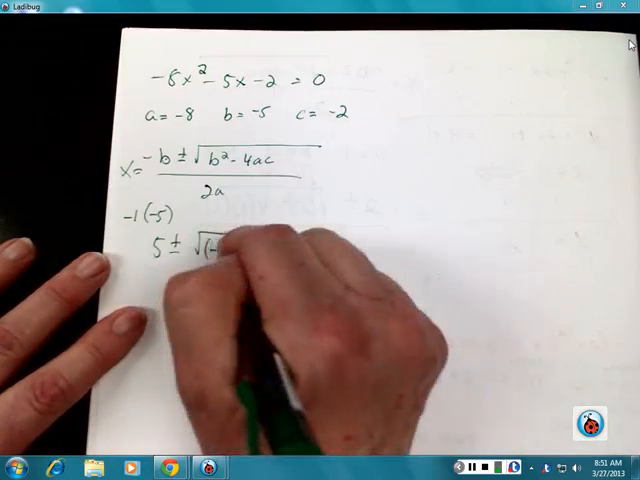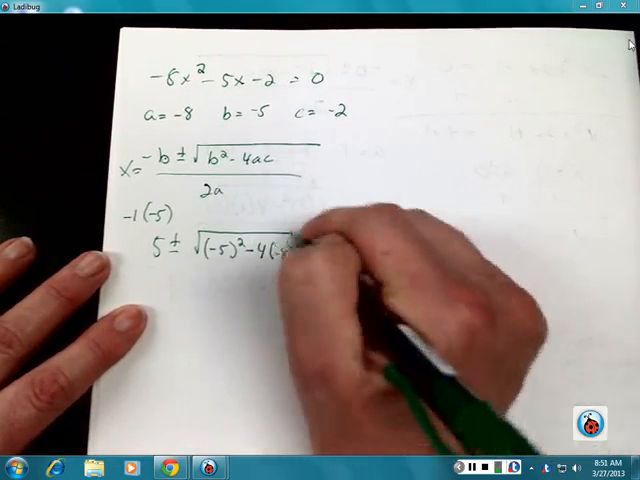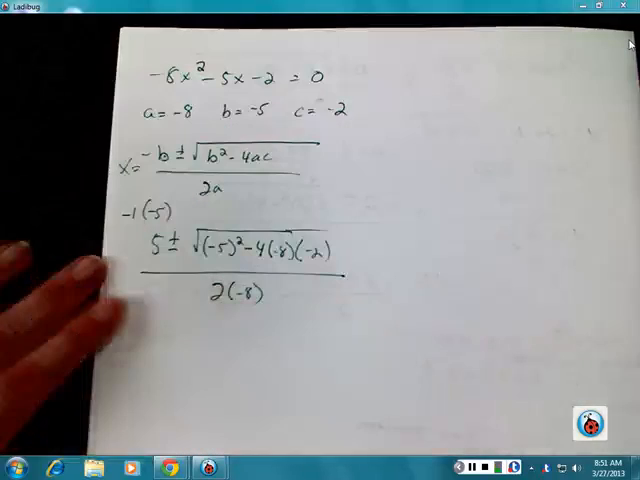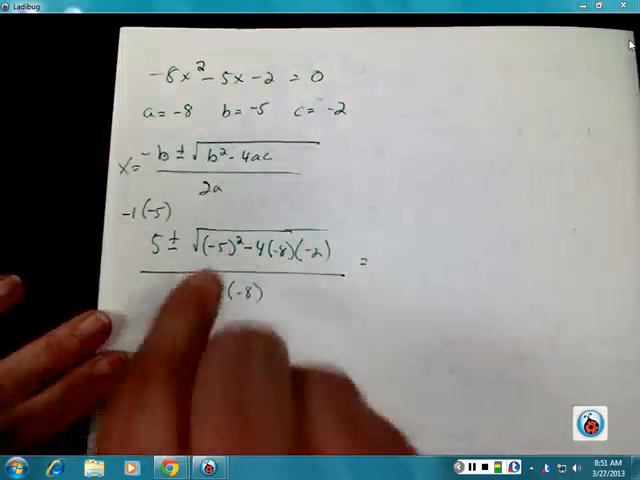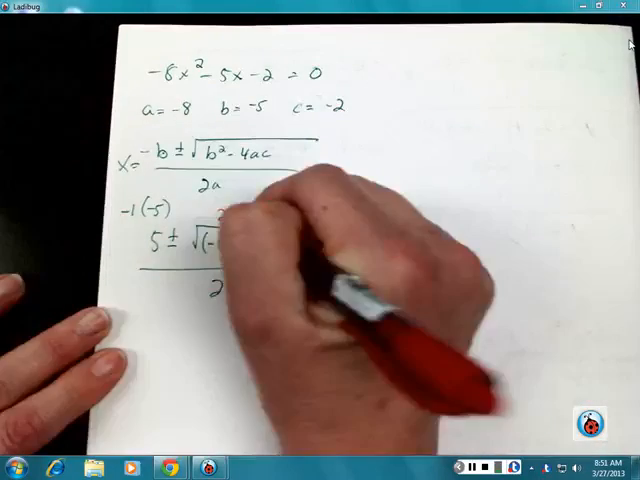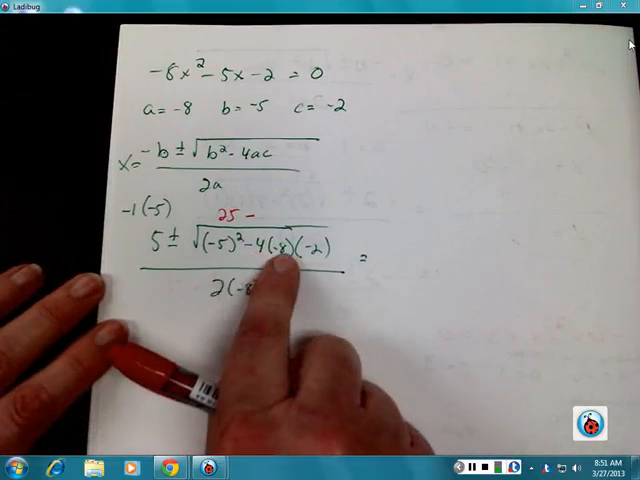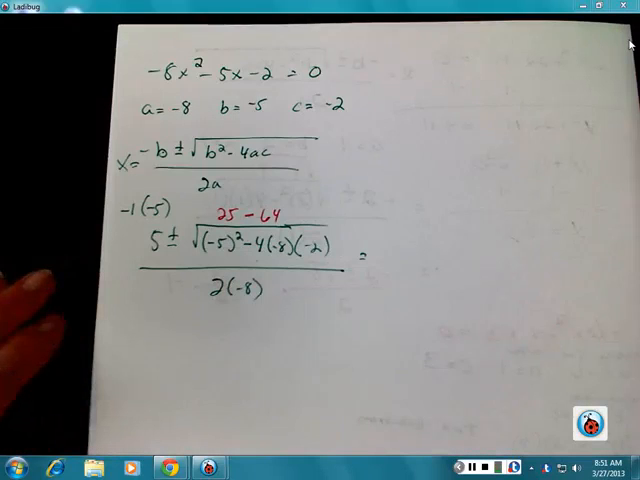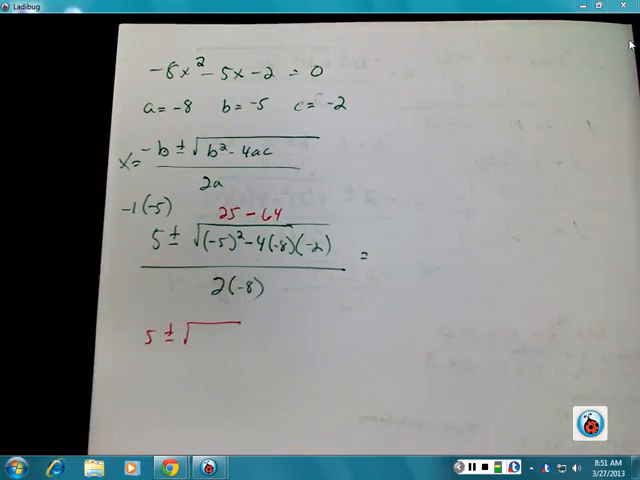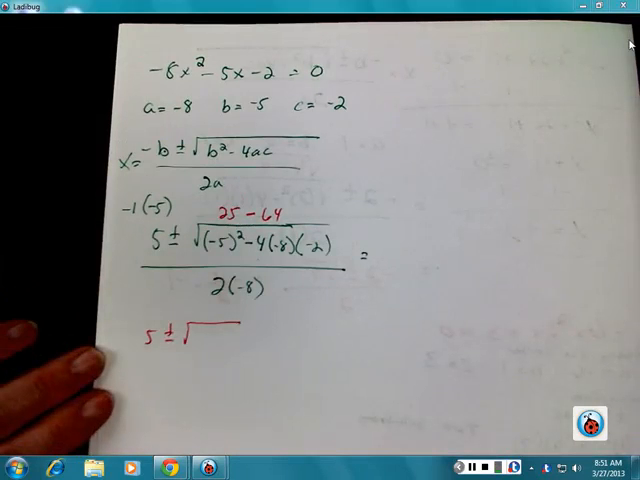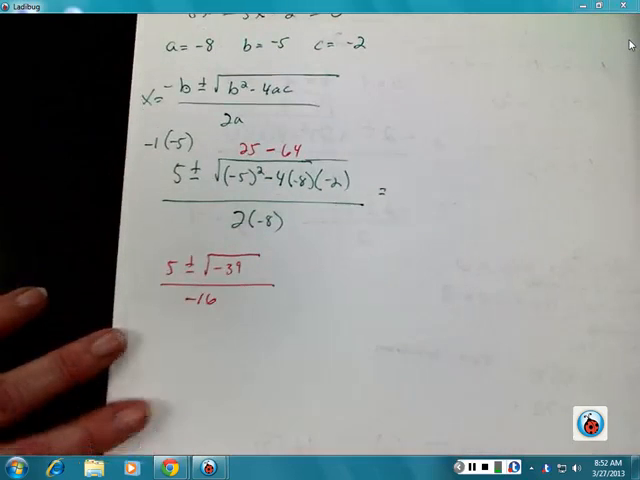And then the second part is negative 5 squared minus 4 times a negative 8 times a negative 2, all over 2 times a negative 8. So what comes out of all that good stuff? Well, negative 5 squared is 25. Negative times a negative times a negative, I'm going to get a negative. So something weird's going to happen there. Negative 4 times 8 is 32, times 2 is 64. So what is under there? So I have 5 plus or minus the square root of 25 minus 64. What's 25 minus 64? Negative 39. Okay. And 2 times negative 8 is a negative 16.